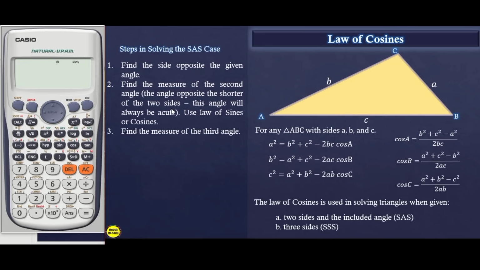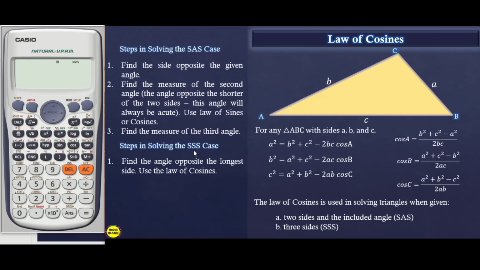And then after nun, you may now find the measure of the third angle by applying the triangle sum theorem. By the way, in step 2, you may apply the law of sines and law of cosines. Now, for SSS case, ito yung kapag 3 sides ang given natin. Ang first step po natin is we will be looking for the angle opposite the longest side.